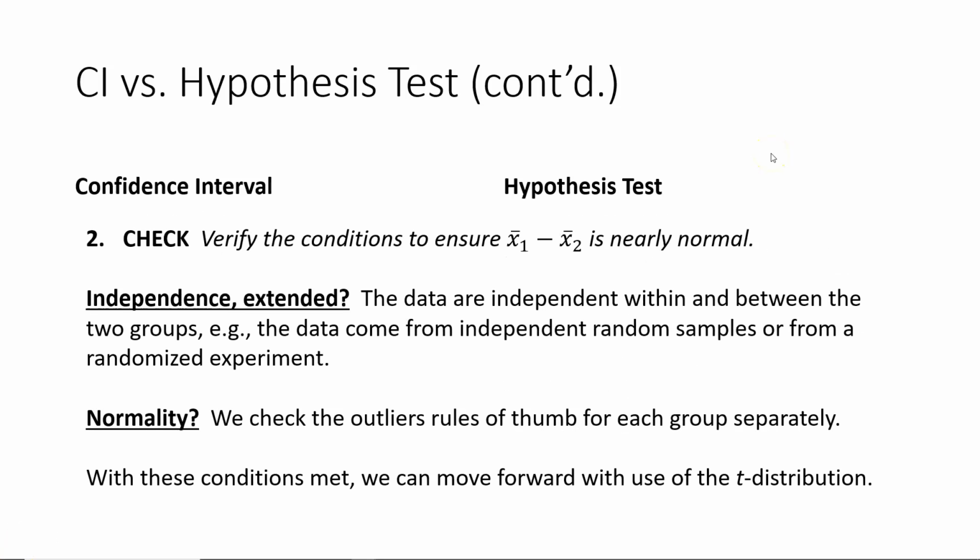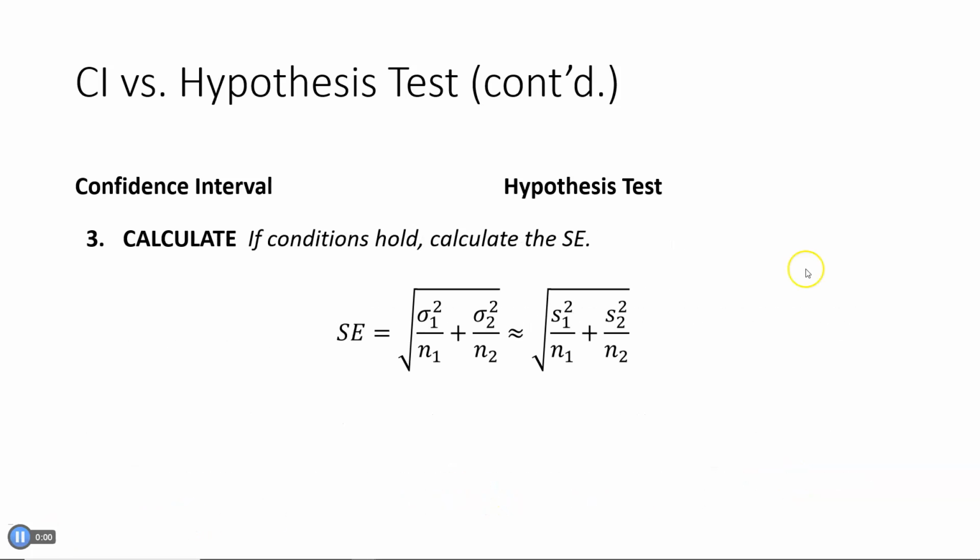Moving on to the check step for both techniques, we see that they consist of the exact same two condition checks, namely the independence extended and the normality condition checks. And we close both of those techniques with the same sentence at the end: if the conditions are met, we can then move forward with the use of the t-distribution. Next, we move on to the calculate step. Notice that for a confidence interval and hypothesis test for the difference of two means, if the conditions hold, the standard error formula is exactly the same for both techniques.